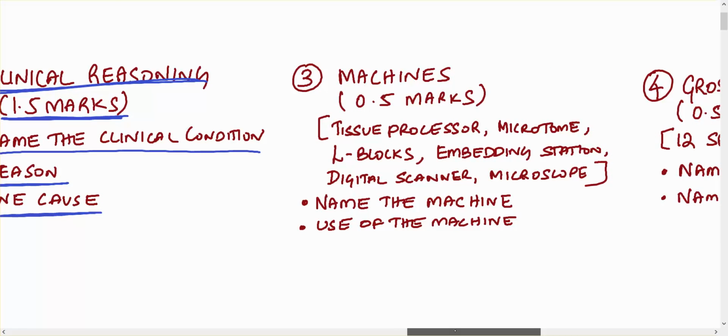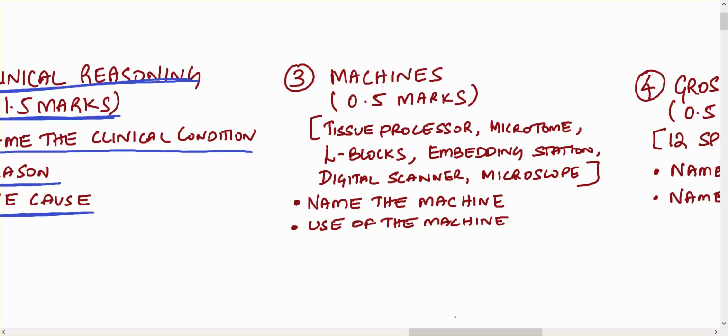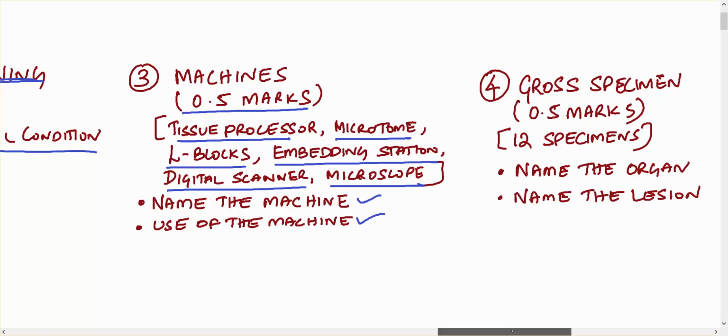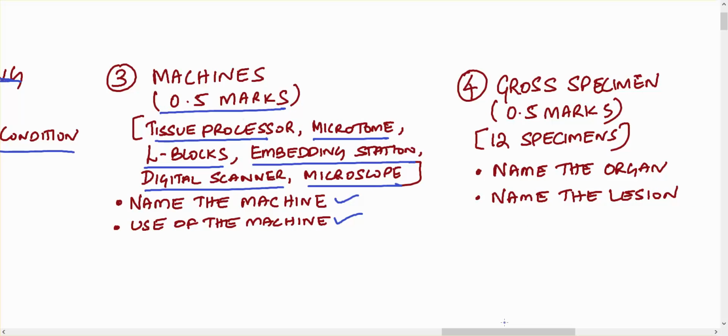So now coming to the machines. Machines means instruments. For that we are giving 0.5 marks. These machines will be covered: tissue processor, microtome, L block, Leuckart block, embedding station, digital scanner, and the microscope. With these instruments we will keep one machine, and you have to name the machine and mention at least one use of that machine. For example, if they keep the tissue processor, you should write it as an automatic tissue processor. What is the function? It processes the tissue, and what are the processes it does?